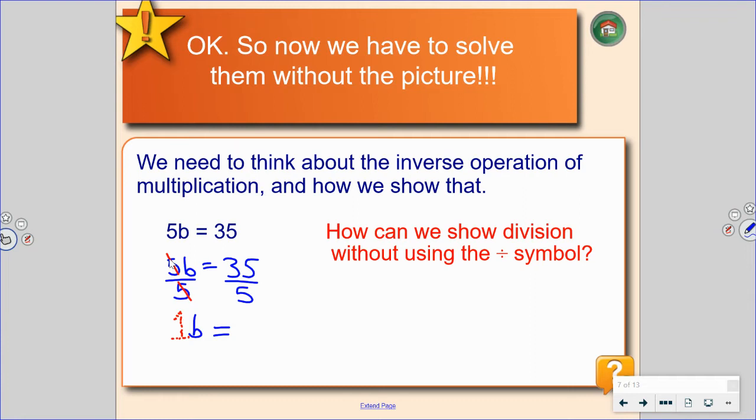Meanwhile, if we also split 35 into 5 groups, we'd find each must be a fundraiser pack, must be $7. So that is how, ladies and gents, we show the splitting or division using numbers and symbols. We're going to show that not just on one side, we're going to show the splitting up on both sides, divided by 5, divided by 5.